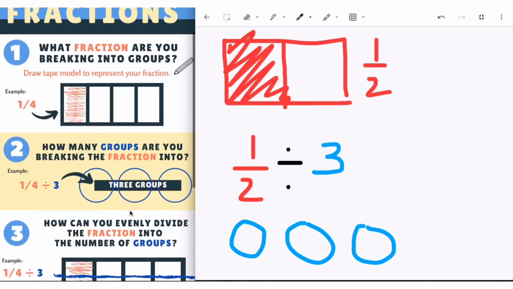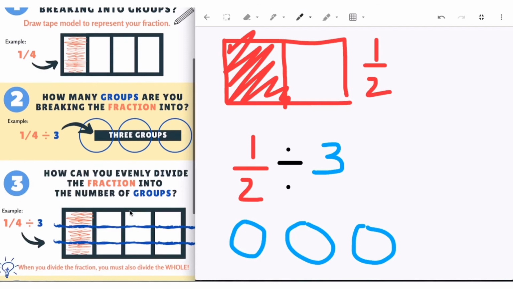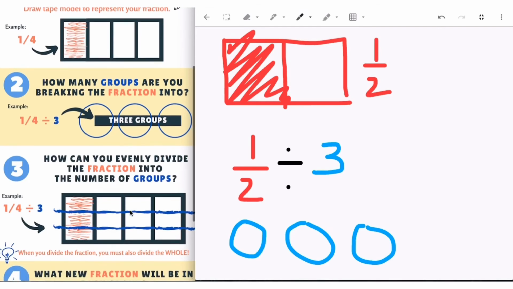Now I go on to the next step. Step 3. How can you evenly divide the fraction into the number of groups? Well, I know that I can now split this whole into 3 in order to figure out how many I need for each group. What do you think that would look like? Try to answer it for yourself.